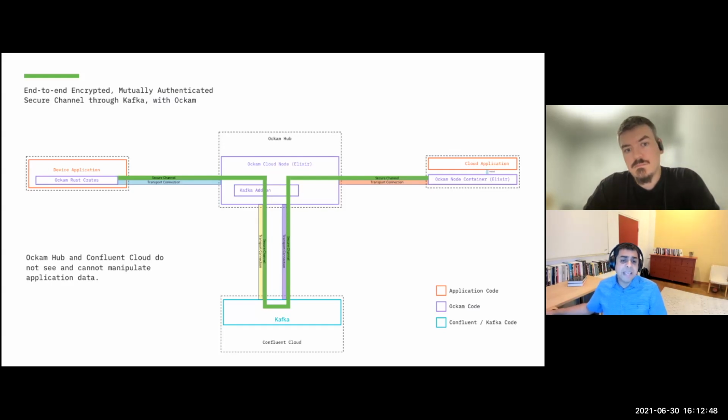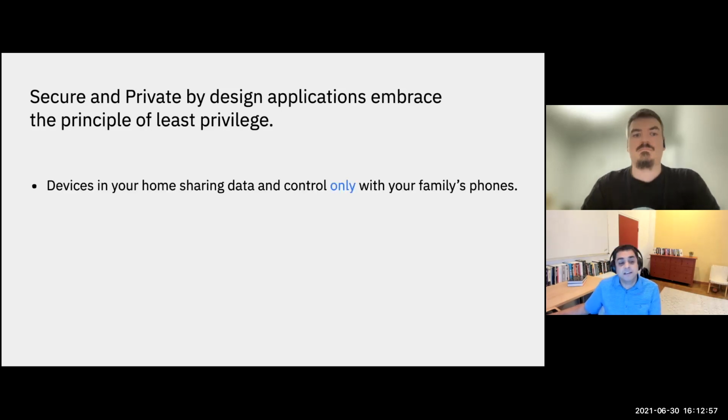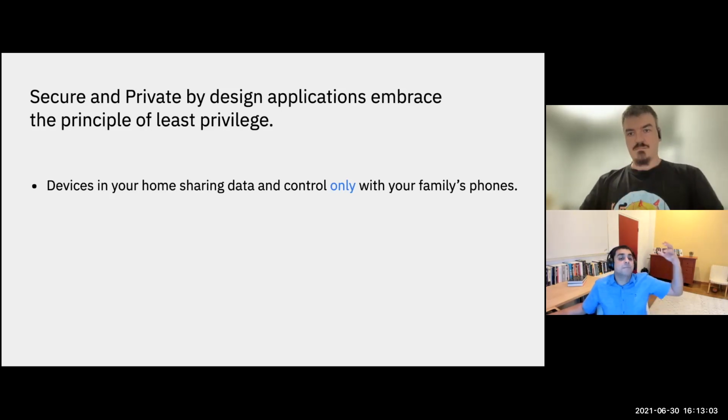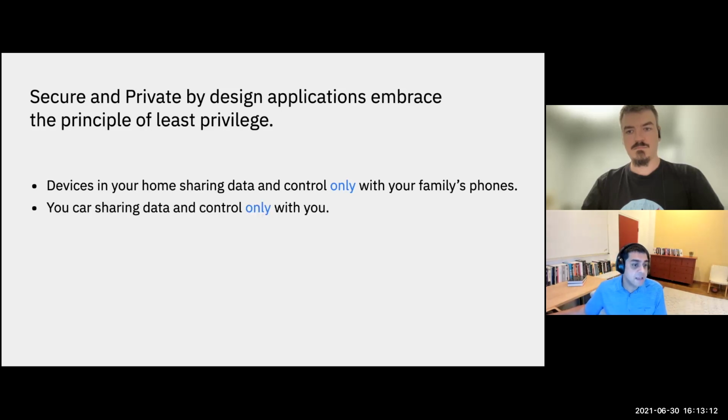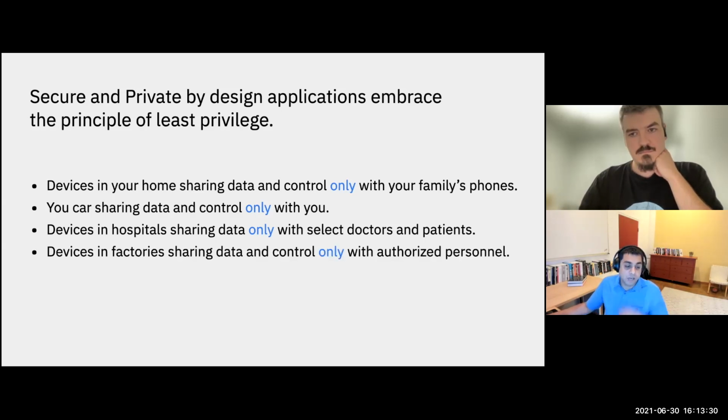What that means is that we can have secure and private by design applications that embrace the principle of least privilege. Think devices in your home sharing data and control only with your family's phones, not with some cloud service that pretends you have access, but actually the cloud service and any attacker who can compromise the cloud service also has access. Your car sharing data and control only with you, not with several network intermediaries. Devices in hospitals sharing data only with select doctors and patients, not with lots of service providers that may be operating machines in a hospital setting, or cloud service providers.